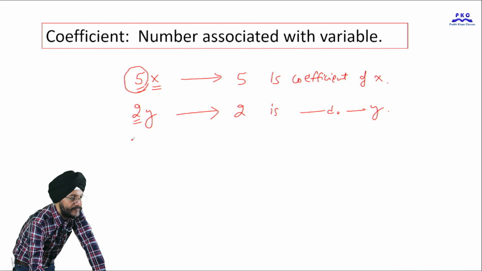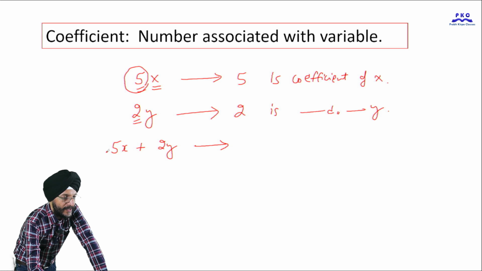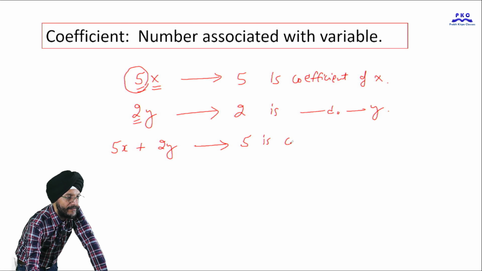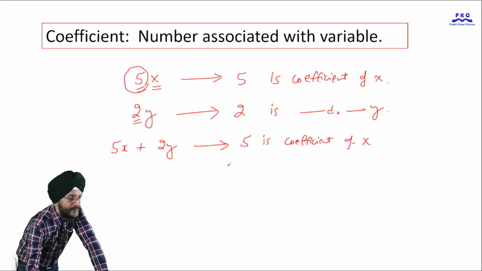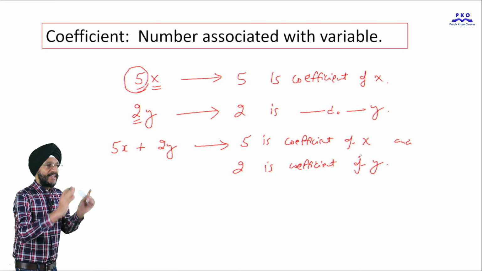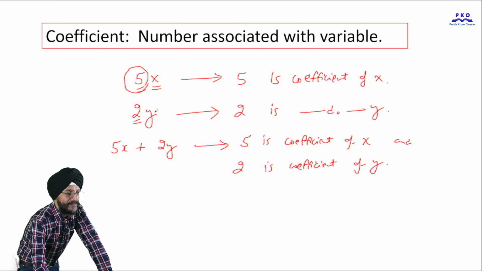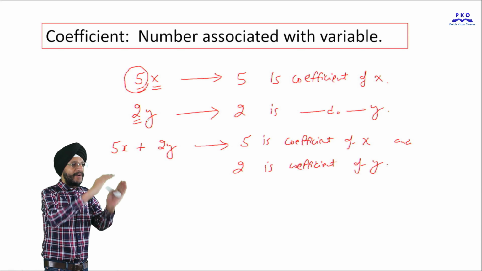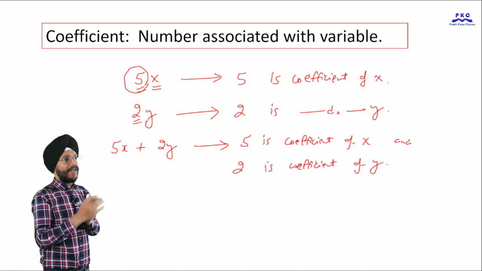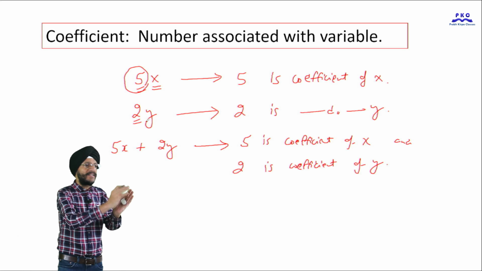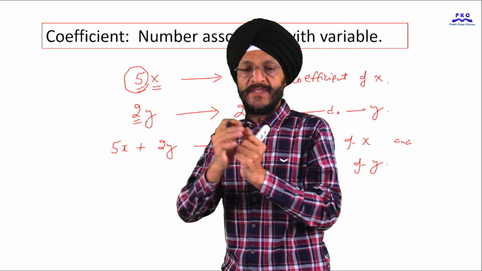So if we write 5x plus 2y, so here 5 is coefficient of x and 2 is coefficient of y. So any number which is associated with variable, the variable can be x, y, z, a, b, c or any other alphabet. Normally the variables are taken as x, y, z or a, b, c.